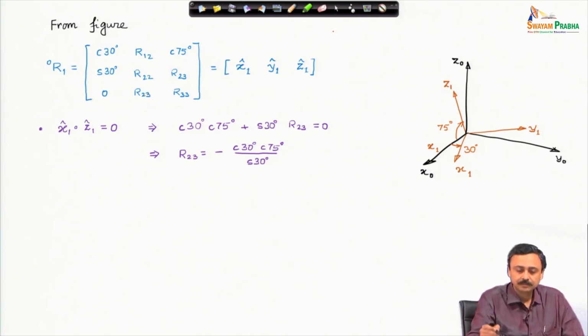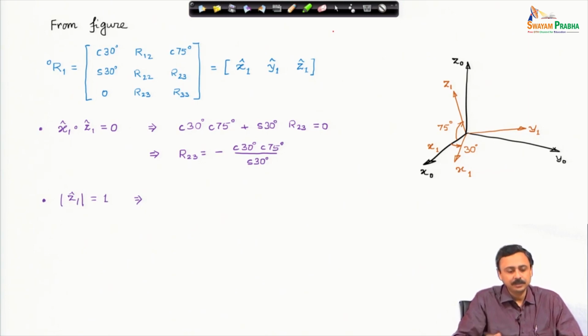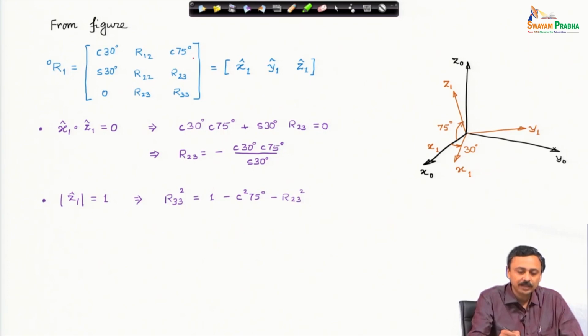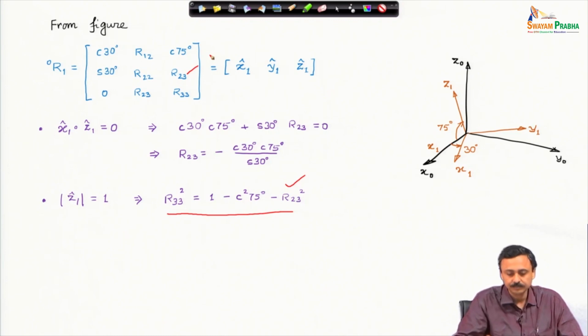Next, magnitude of z1 cap, the last column of this matrix, must be 1. Magnitude 1 means its dot product with itself is 1, so magnitude square is also 1. If that be so, then cos 75 square plus r 23 square plus r 33 square must be equal to 1, and from there I get a condition on r 33 square. R 23 is already solved, this is known. Therefore, I can find out r 33 square, but there will be two signs, because when I take under root I will have plus minus.